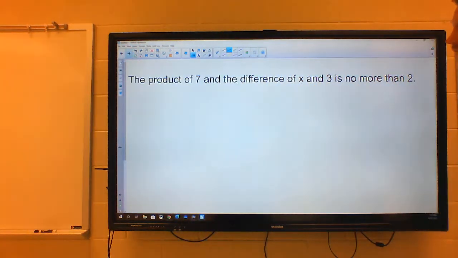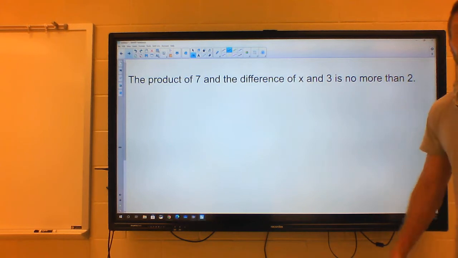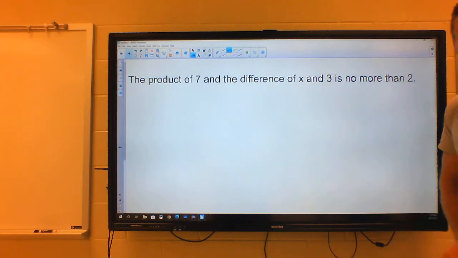Let's practice another one. The product of 7 and the difference of x and 3 is no more than 2. I'm going to let you guys try this right now on Edpuzzle.